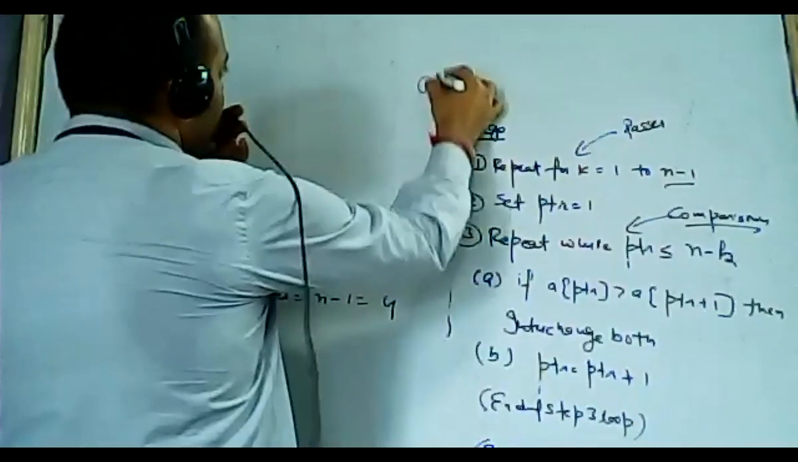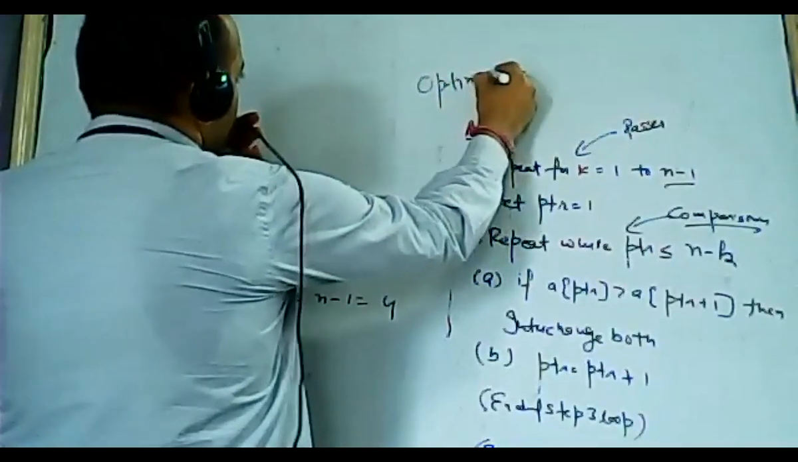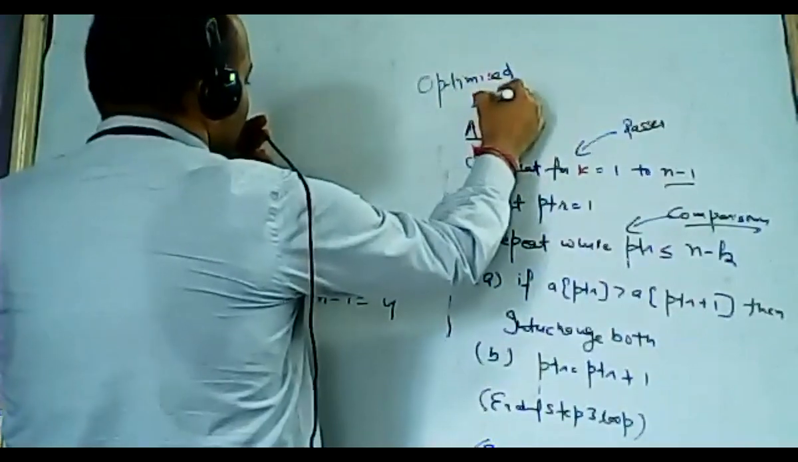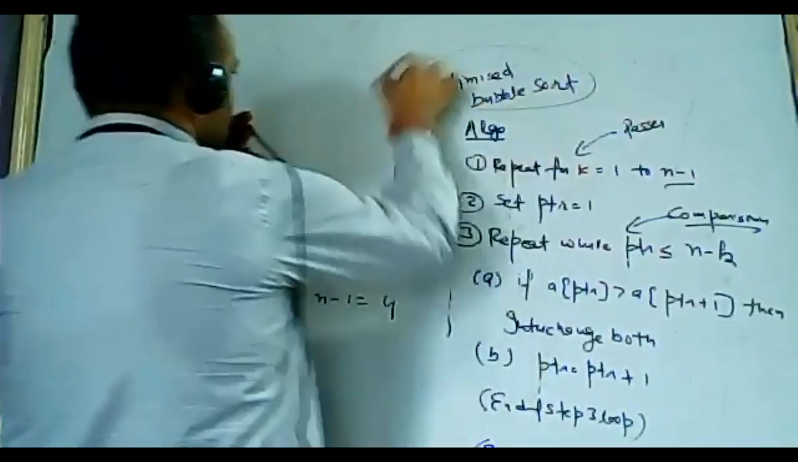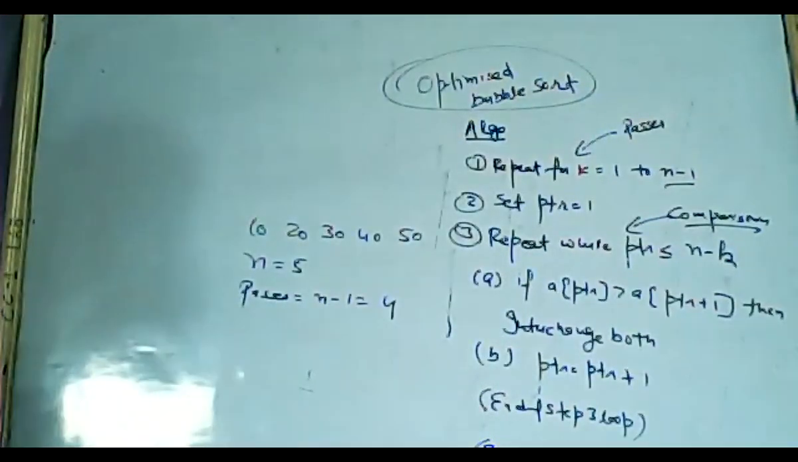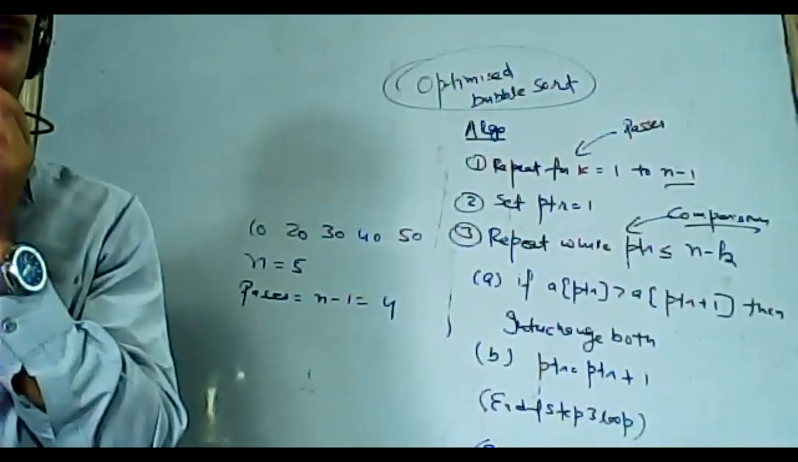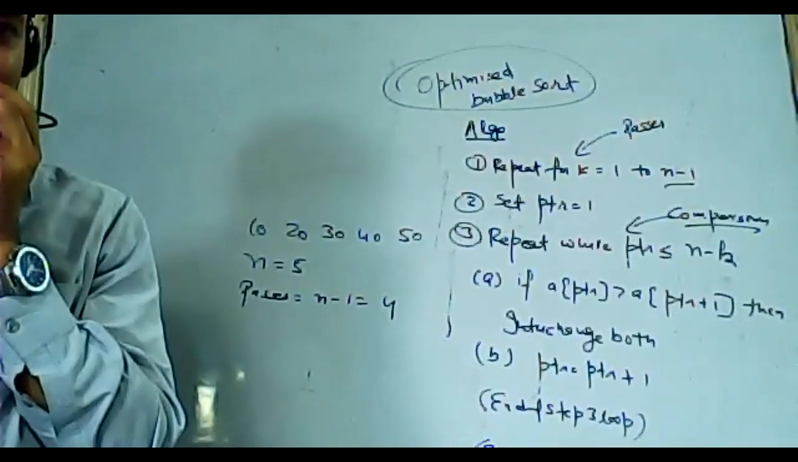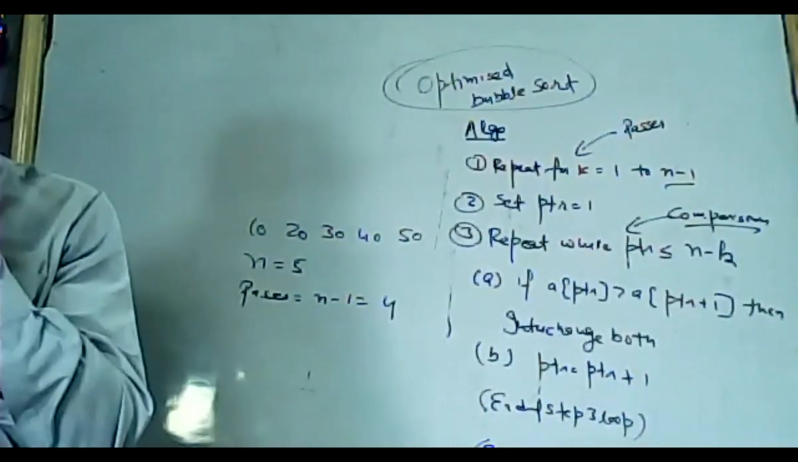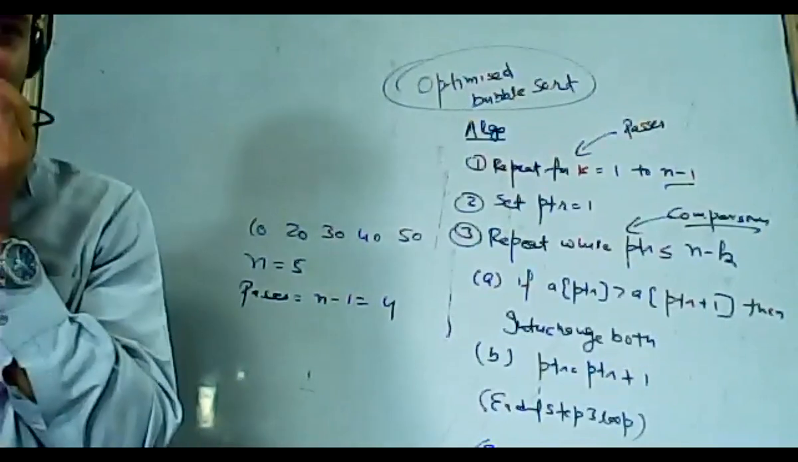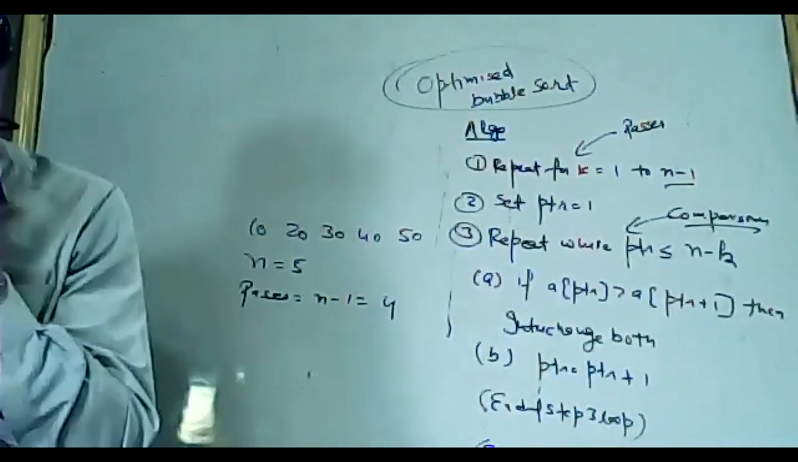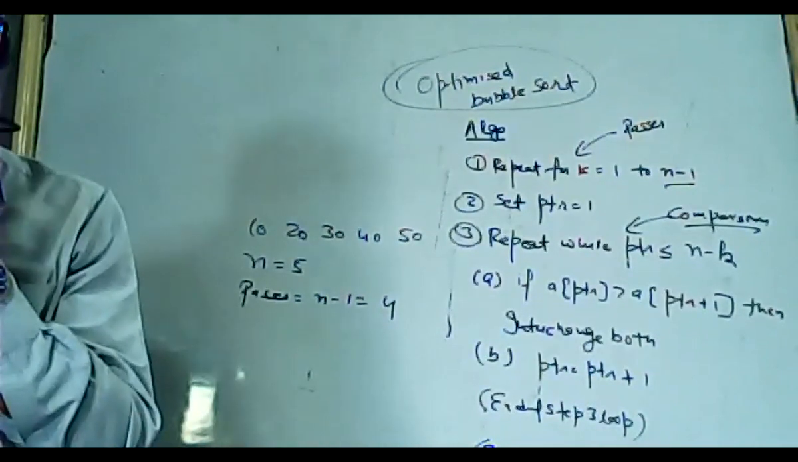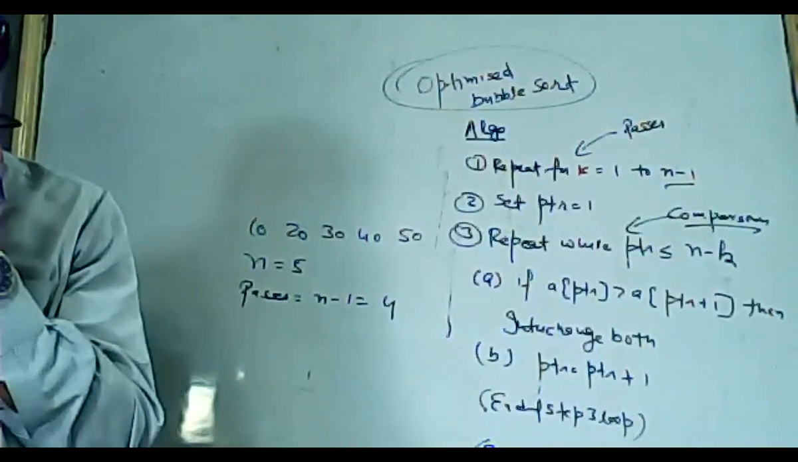This technique is called optimized bubble sort. What do you mean by optimized? Optimized means better. Like suppose the 3 students are making the same program. I say Vijay has made an optimized program. That means that is a better program which is taking less memory and less execution time. Okay? Yes, sir. Optimized is clear?